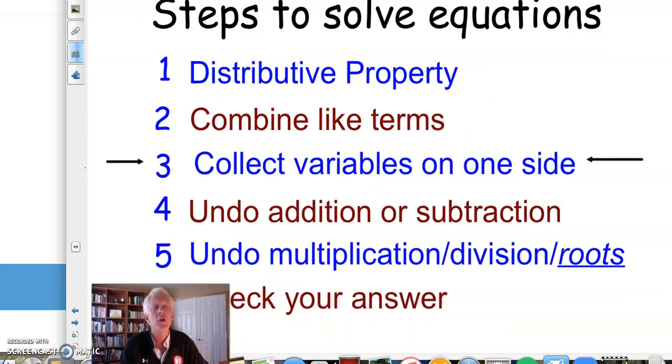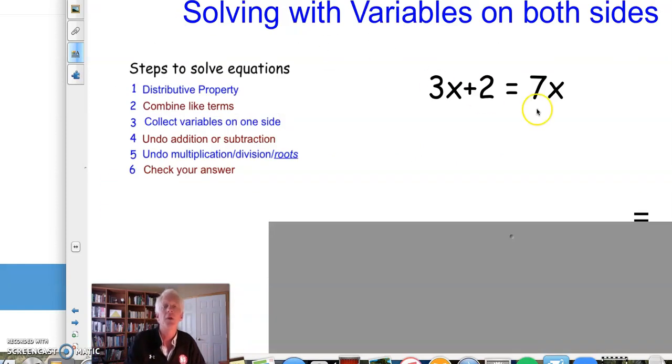It is collecting variables on one side of the equal sign. What's that mean? Well, it looks like this. Sometimes you will see problems like this right here: 3x plus 2 equals 7x. If you look at that, you'll see there's a variable here, the x on this side of the equal sign, and lo and behold, there's another x over here on that side. We need to get those x's, those variables, on the same side of the equal sign.